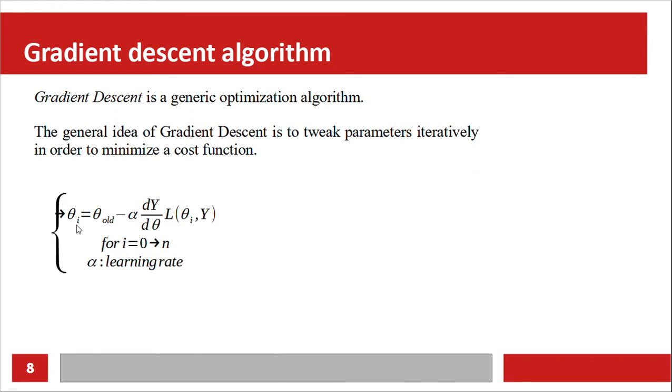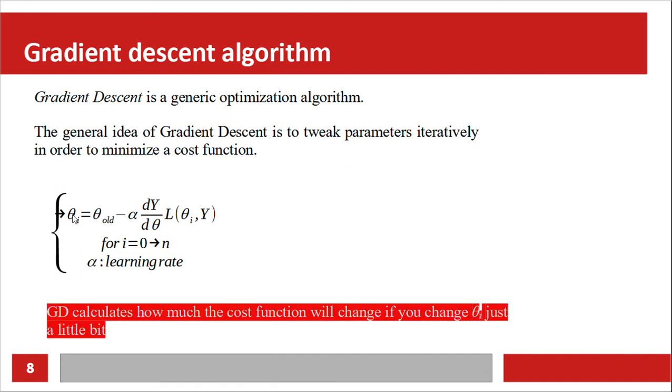This formula will be used to update the parameters. For example theta 0, and because we have parameters from 0 to n, theta 0 of course will be updated. Here is the old value of theta i minus alpha. Alpha is the learning rate, and this is a partial derivative. You can see this in the next slides, or in the previous video on simple linear regression. How the learning rate affects theta, we will see next.